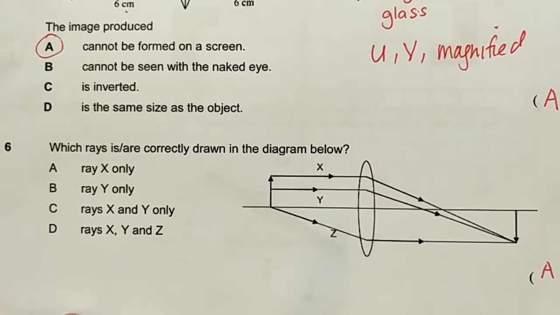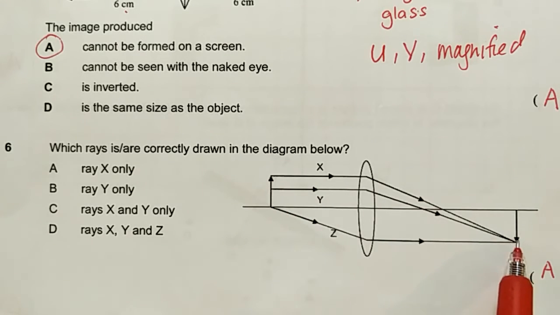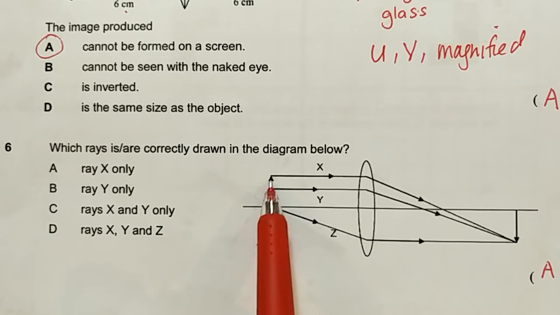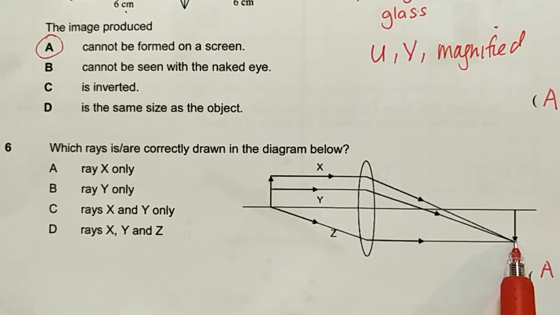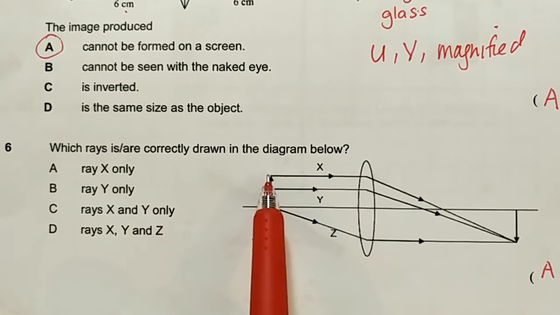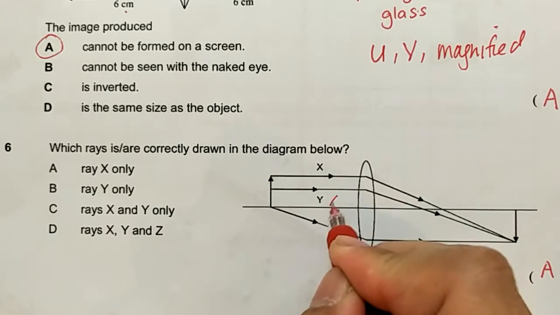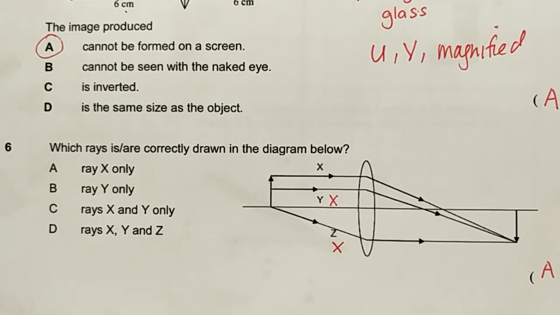The next question, a simple way of looking at it is this. The light that comes from one point of the object will meet at the same point of the image. So since the light comes from the arrowhead, it should go to the arrowhead. Now if you look at Y and you look at Z, both light rays did not come from the arrowhead, so they should not be meeting at the arrowhead. So therefore this is wrong and this is wrong.